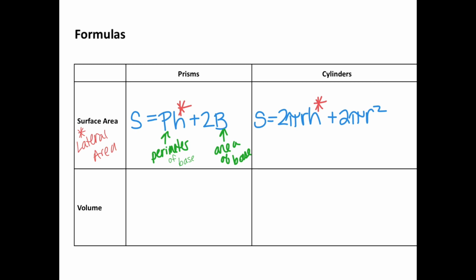Before moving on to volume, I would like to point out that this first term in the formulas, the perimeter of the base times the height of the prism, and this 2 pi r h of the cylinder, those pieces represent the lateral area. The twice the area of the base is adding the top and bottom circle. So just this part of each of those formulas represents the lateral area, if you are ever asked just to find the lateral area of a prism or a cylinder.